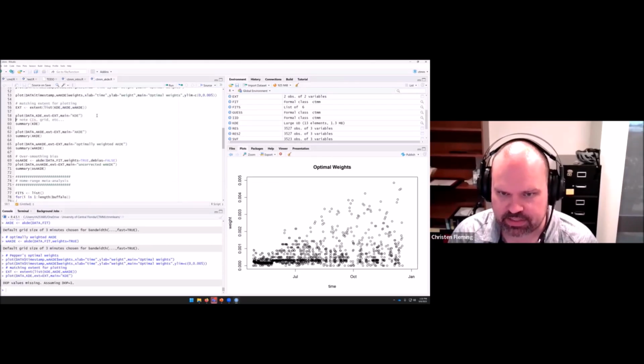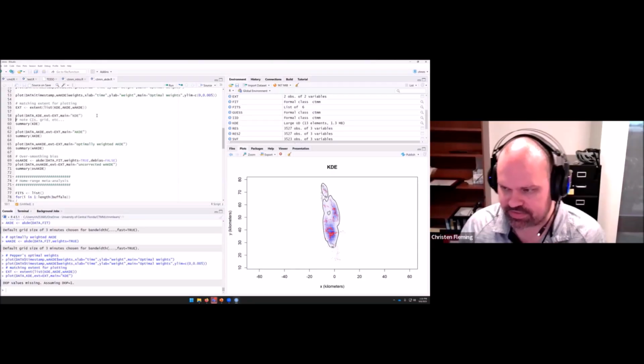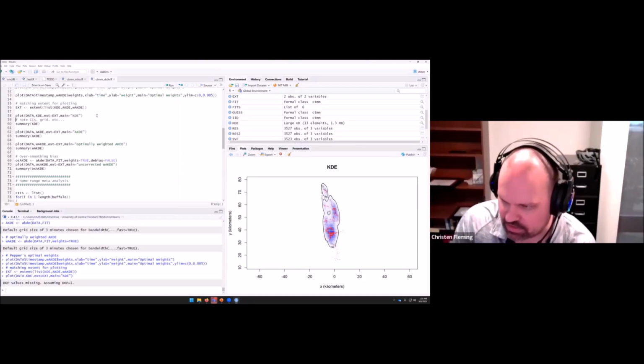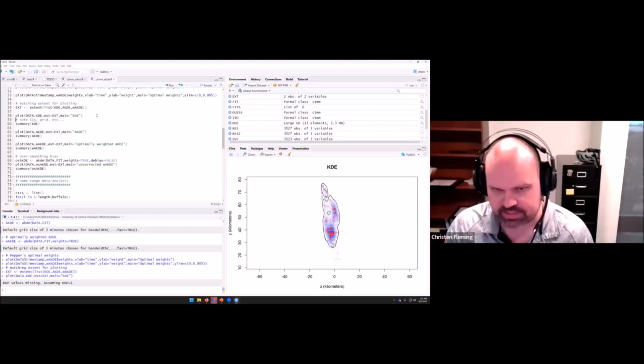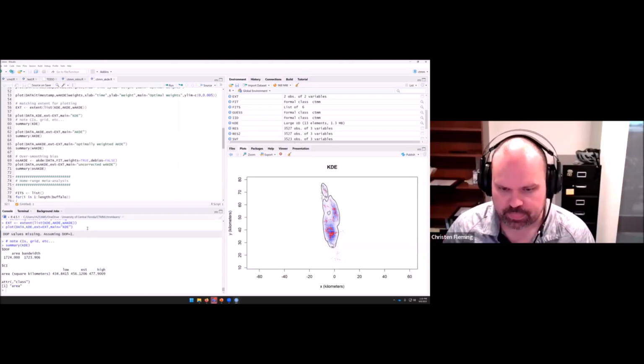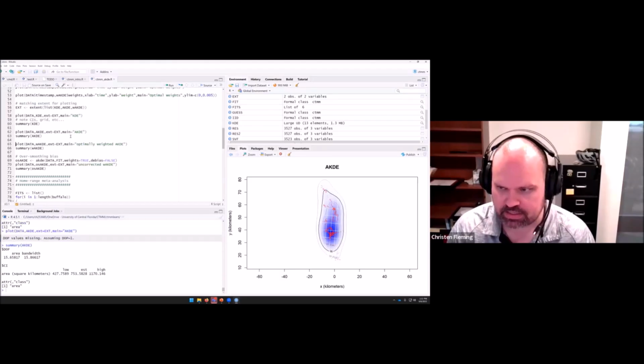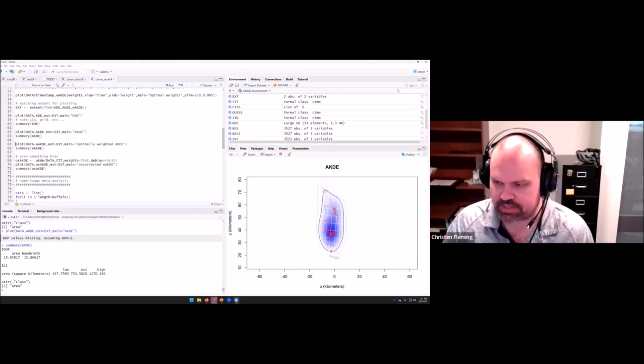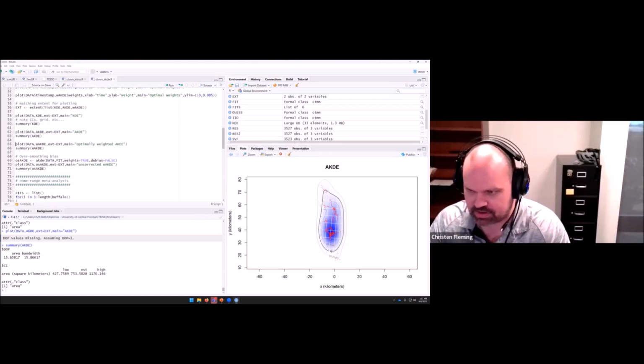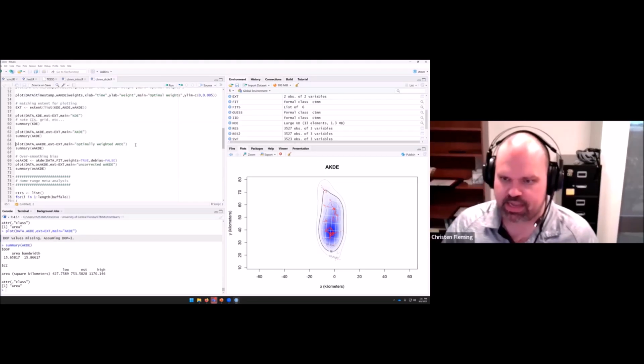And then here is the regular KDE. You can see it's very tight to the data, very little uncertainty. There are uncertainty bands there. Here, 1,700 degrees of freedom, narrow confidence intervals. Then here is the AKDE. It's larger. The point estimate is larger, and the uncertainty is a lot greater.